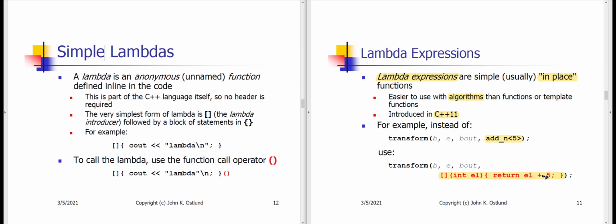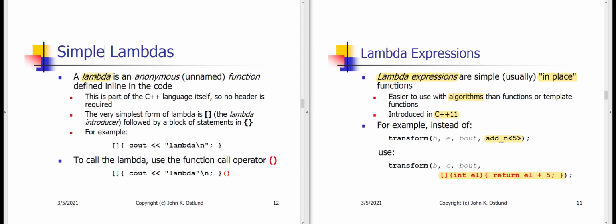So really, this just looks like a function definition, except that we don't have the name of the function, and we don't need to bother with a return type, because that's figured out from what the body is returning. All right, so when we apply this lambda to each element in this range from B to E, we pass in the element to the lambda, and the lambda simply computes and returns whatever that element value is plus 5. And the result is exactly what we had happen here with add_n of 5.